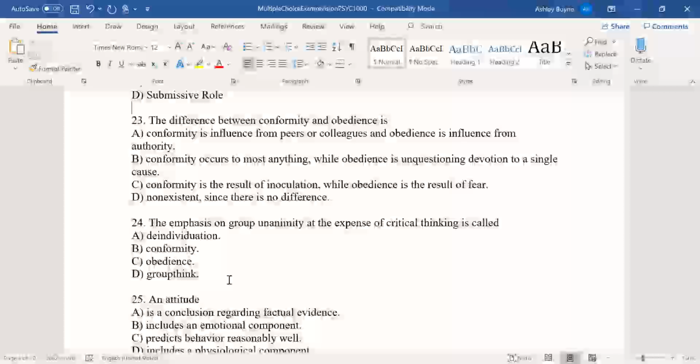Okay, so moving on to number 20. George generally believes he has the personal resources to handle the demands of his life. So he has high A, self-esteem, B, self-concept, C, self-efficacy, or D, self-awareness.